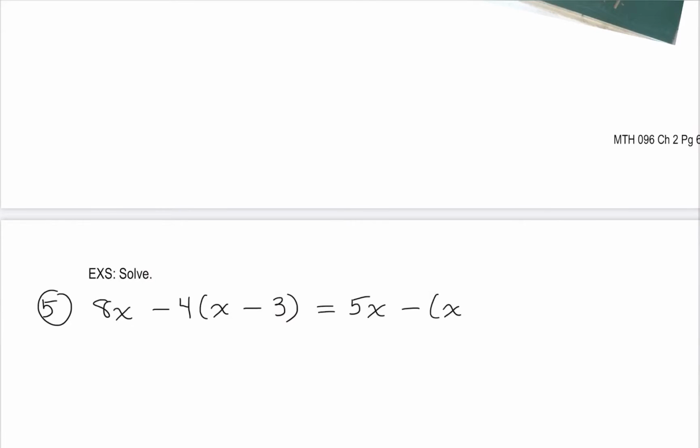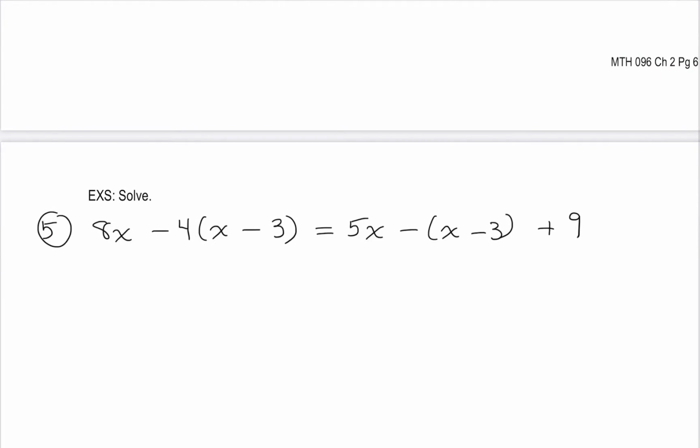All right, let's take a look at another example. So number 5, suppose we have 8x minus 4 times the quantity of x minus 3 is equal to 5x minus the quantity of x minus 3 plus 9. All right, so let's jump in with our simplifying. On the left-hand side, I definitely have a negative with that 4 that I need to distribute. On the right-hand side, my first step to get rid of that set of parentheses, again, will be to distribute.